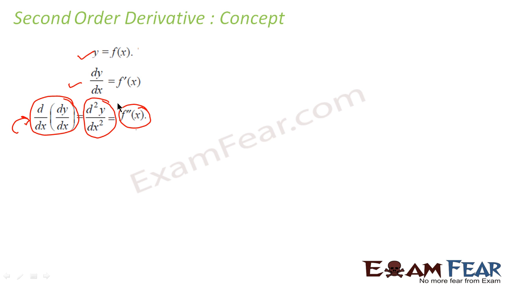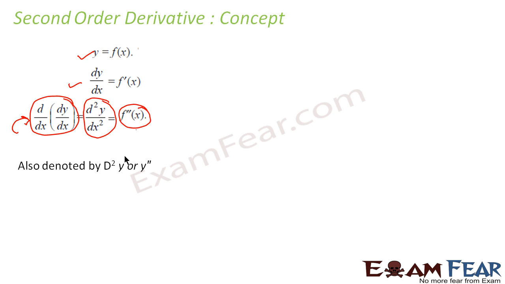But why do we need second order derivative? I know how to find first order derivative now, because I was told that I can use this to find the speed of a car, and it's used in physics and other places. But why do we need second order derivative? So let's take an example.